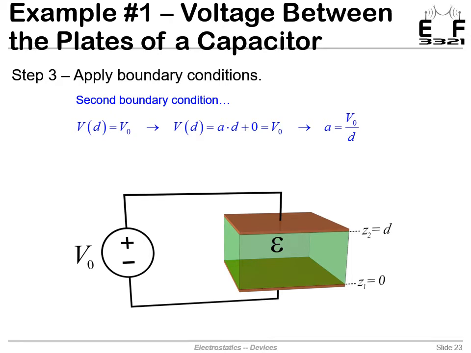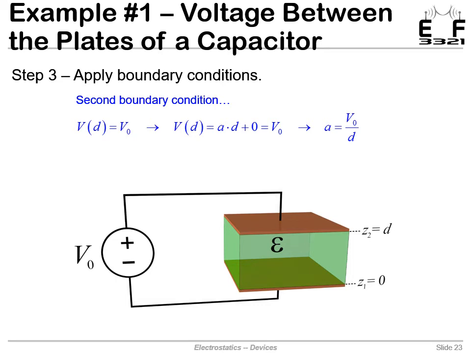We have a boundary condition at the top plate. The voltage at z equals d at the top plate is v naught, our applied voltage. So v at d is a times distance d, because that's our value of z, and we now know that b equals 0. So now we have a times d equals v naught, and we can solve that for a, and a is v naught over d.